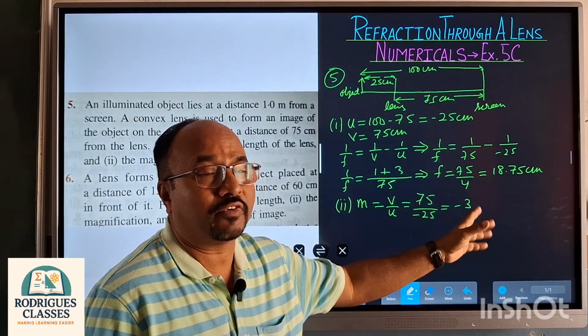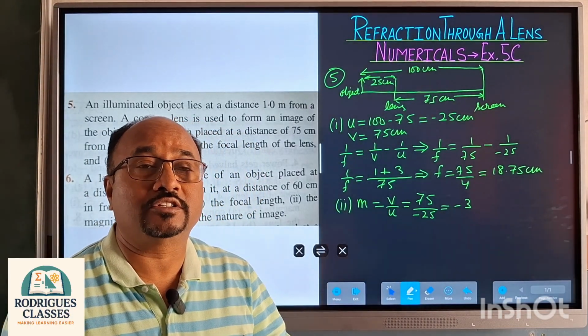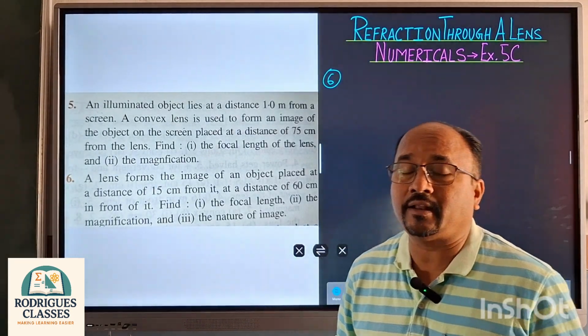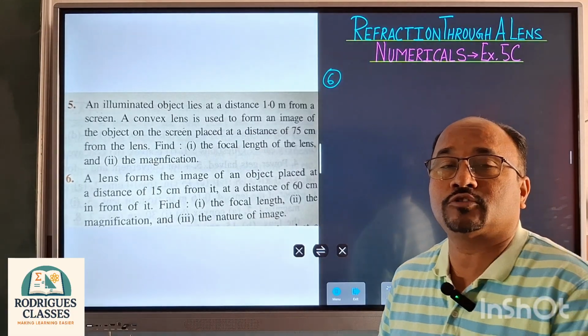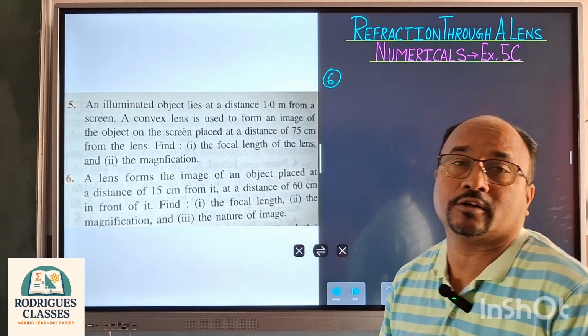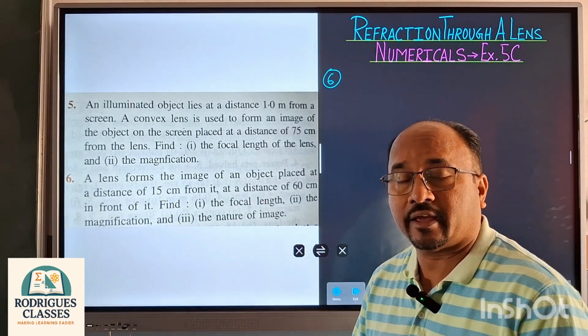It only asked us to find the magnification. So this numerical is done. So we now come to the fifth numerical. Follow the question properly, and as I am reading the question, you are also reading it. Try to get the sign as you are reading the question, and then see whether, when I explain, you are correct or not.